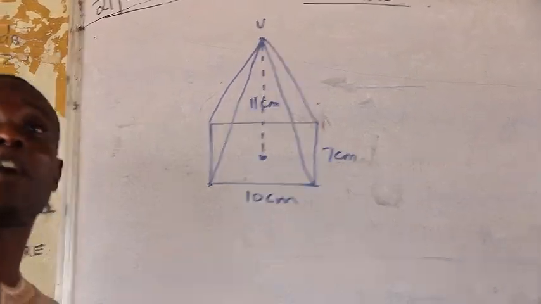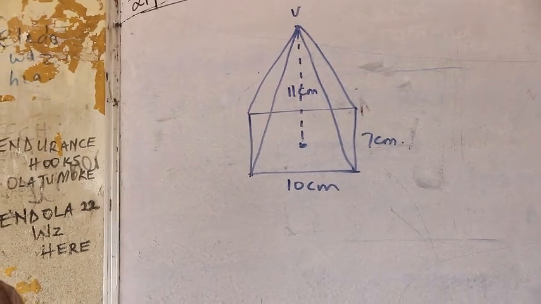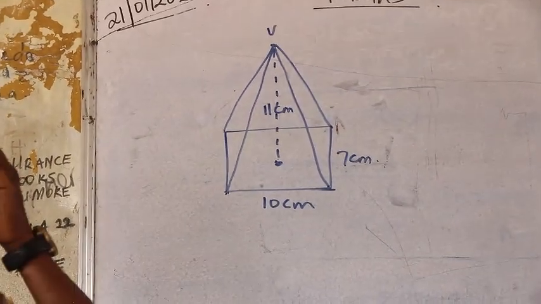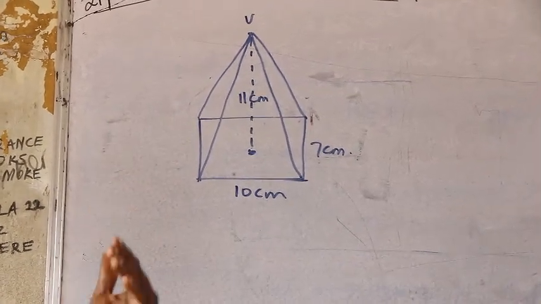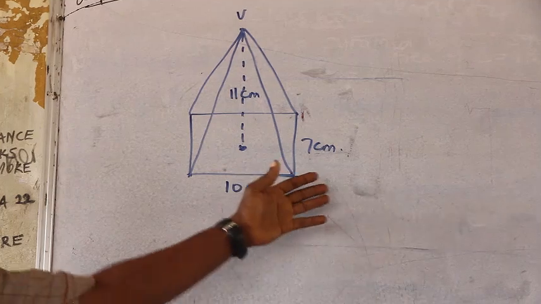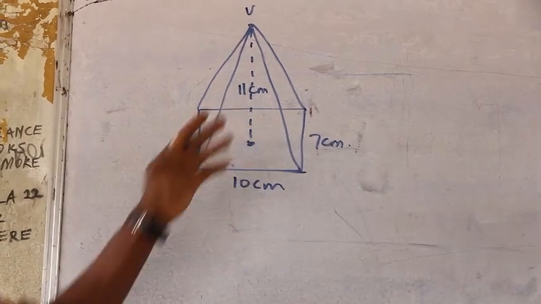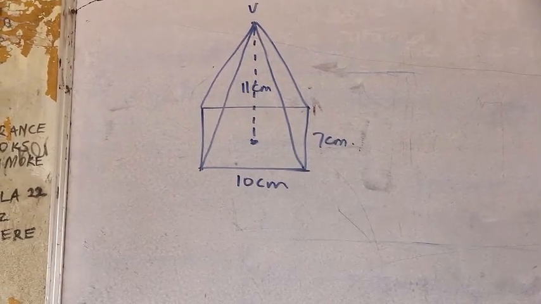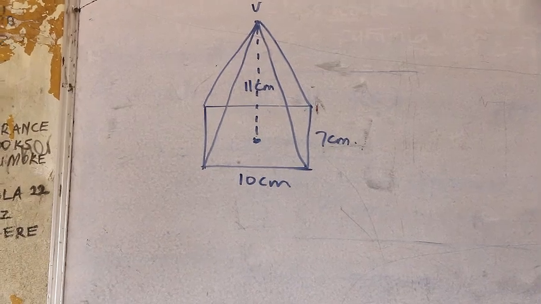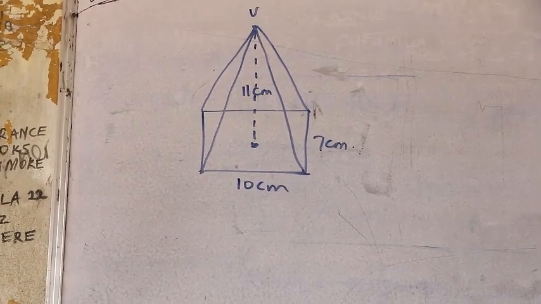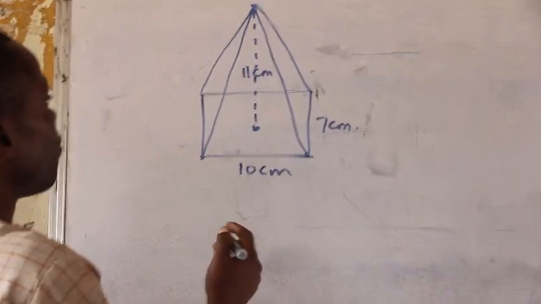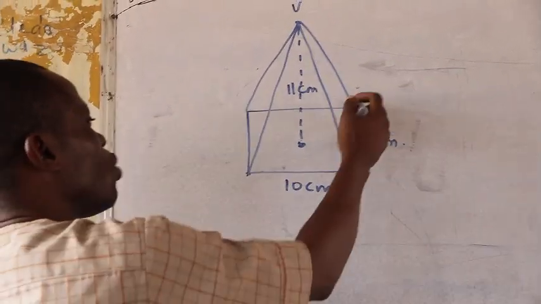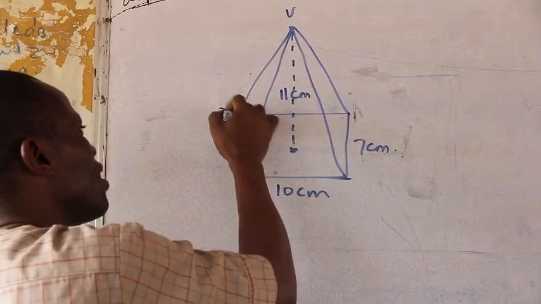Now, if it is the volume of this pyramid that you want to get, there will be no problem because you have been given the height already. Volume is 1/3 AH, where that base is 10 times 7 and height is 11. But to find the total surface area, that is where you are going to find the area of the triangle. Now look at this. I still need to get the side. Let me label this as A.